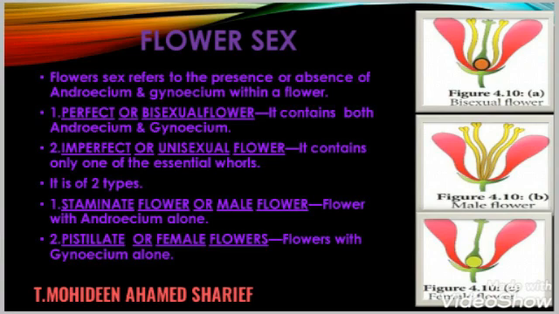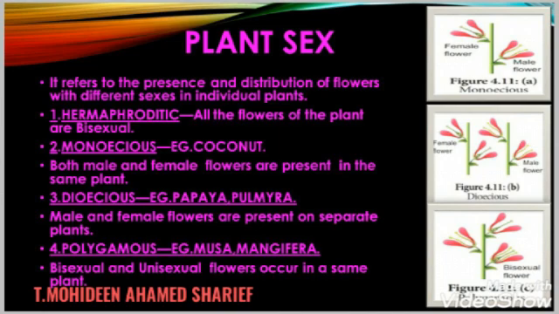Next, plant sex. Plant sex refers to the presence and distribution of flowers with different sexes in an individual plant. First one, hermaphroditic. All the flowers of the plant are bisexual. Monoecious. Both male and female flowers are present in the same plant. Example, coconut. Third one, dioecious. Male and female flowers are present on separate plants. Example, papaya.